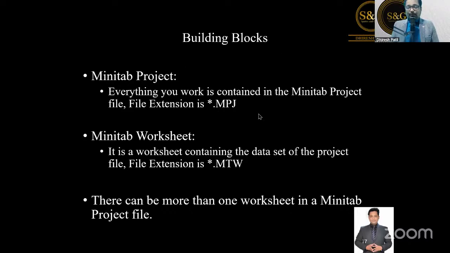So that project file extension is .mpj. PJ stands for project, M for Minitab. Similarly, a Minitab worksheet is MTW, so W stands for worksheet. PJ stands for project and W stands for worksheet. So if you are saving just the worksheet, it will be saved as an MTW file. And if you are saving the project, it will be saved as an .mpj file.